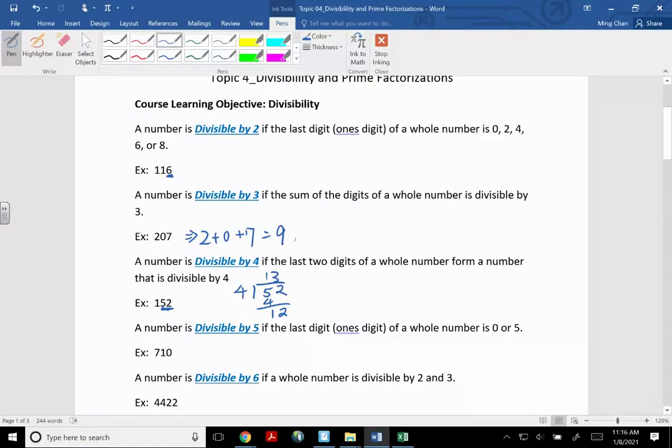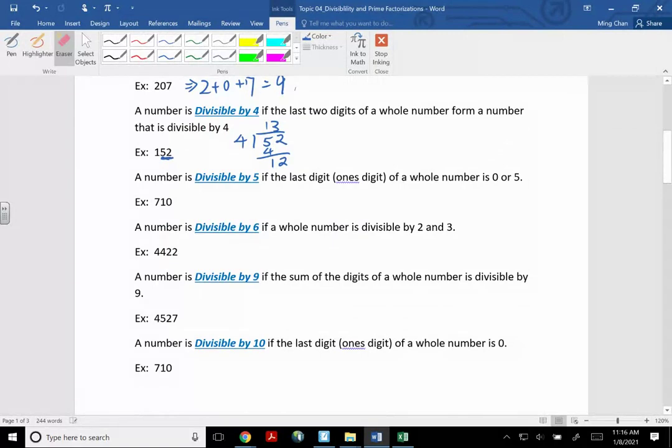Now, be careful. If the last two digits are 0, that's referring to 100, so 4 can actually go into 100. Just a quick note on divisibility by 5: most of us know that if the ones digit is either 0 or 5, that means 5 can go into that number. So of course 5 can go into 710.